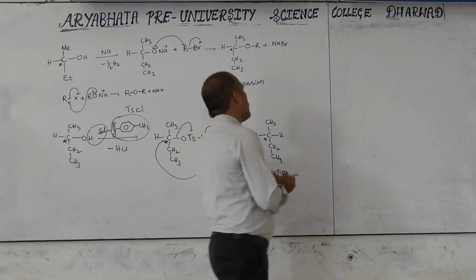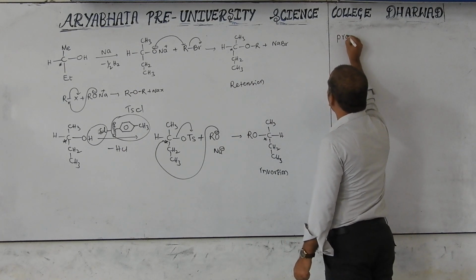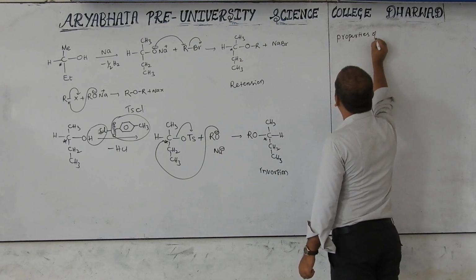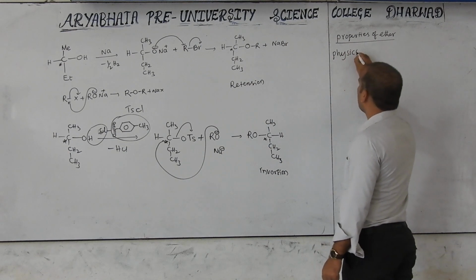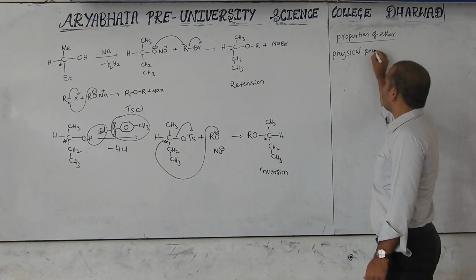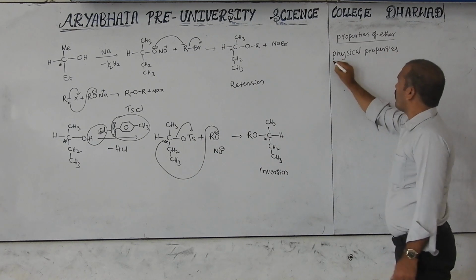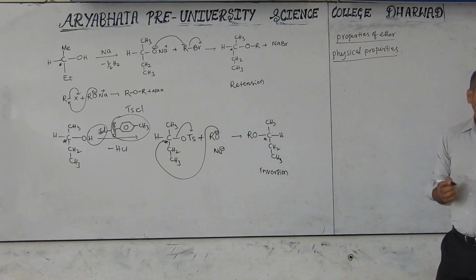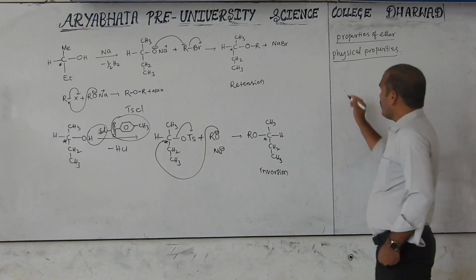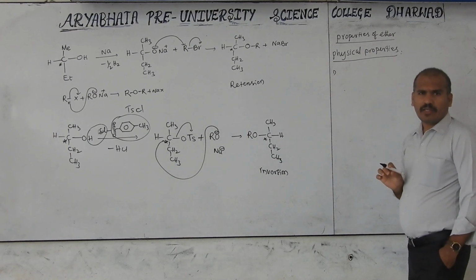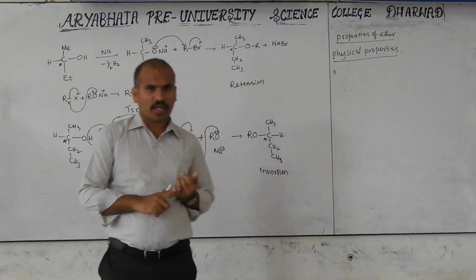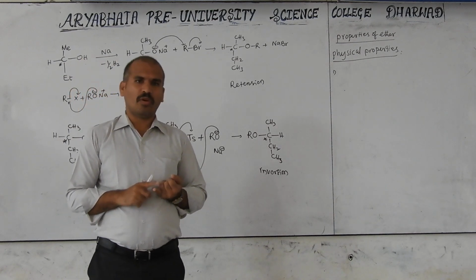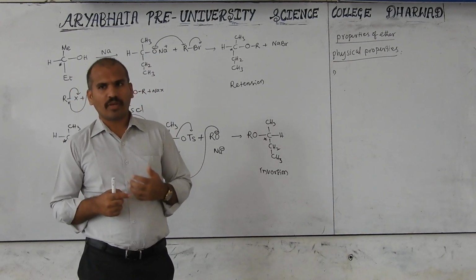Next, we will discuss the properties of ethers. First, physical properties. In the last alcohol properties also we discussed. First one boiling point, next is solubility. Here also the same. Generally, boiling point depends on polar nature. How to answer this boiling point? I told you: polar nature, next hydrogen bonding, molecular mass, and branching. All together we have to answer.